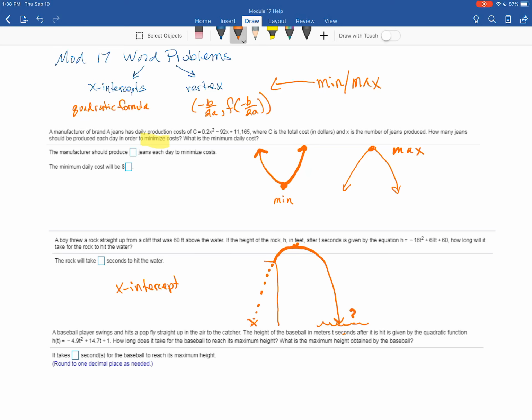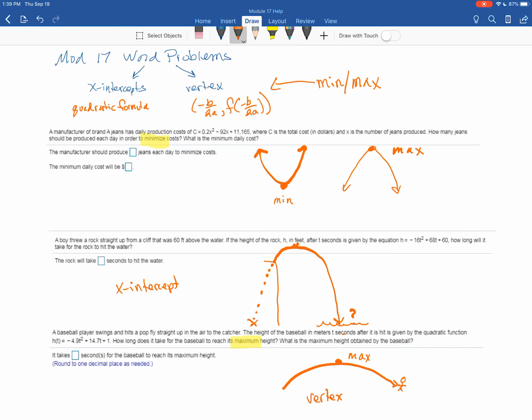Okay, what about this last one? We've got a baseball player swinging, hitting a pop fly straight up in the air to the catcher. The height of the baseball in meters, t seconds after it's hit, is given by this quadratic function. How long does it take for it to reach its maximum height? So again, there's my key word. I can also visualize what happened here. This baseball player hit this ball. It goes over here. The catcher catches it. And we want to know, where was the maximum height? So we're definitely looking again for a vertex. I need to use that vertex point.